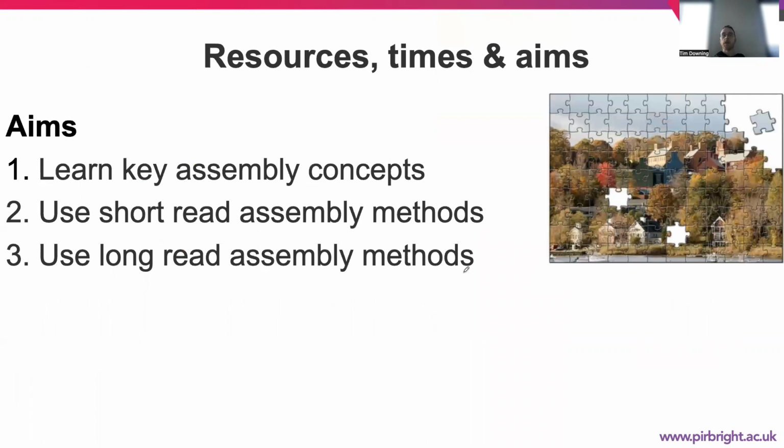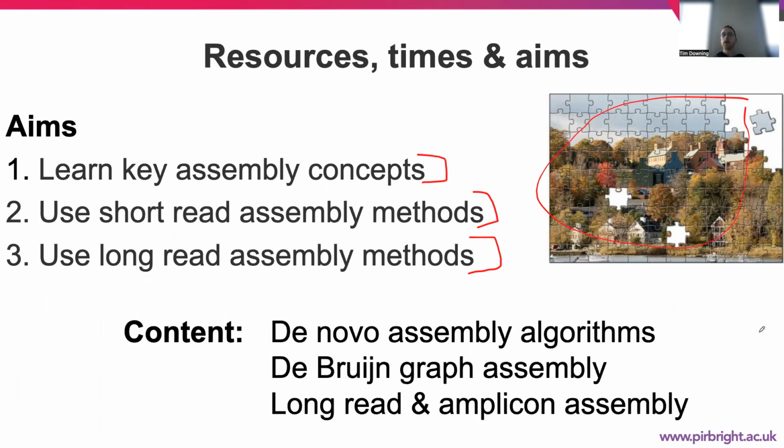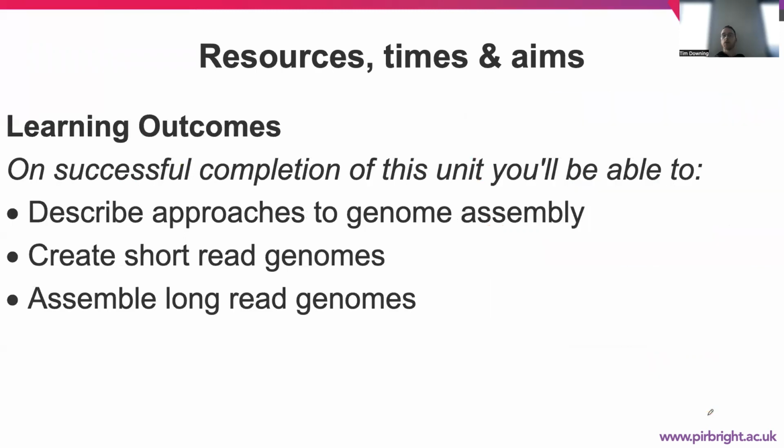So what you'll learn is about key concepts in this area of genome assembly. You'll learn about short read assembly methods and also how they can be used separately or linked to long read assemblies, so we can tackle this problem of our incomplete jigsaw. So we'll look in detail at certain assembly algorithms, particularly the de Bruijn graph assembly, and we'll also look at other sequencing technologies and how that affects assemblies briefly. So we'll also look at approaches.